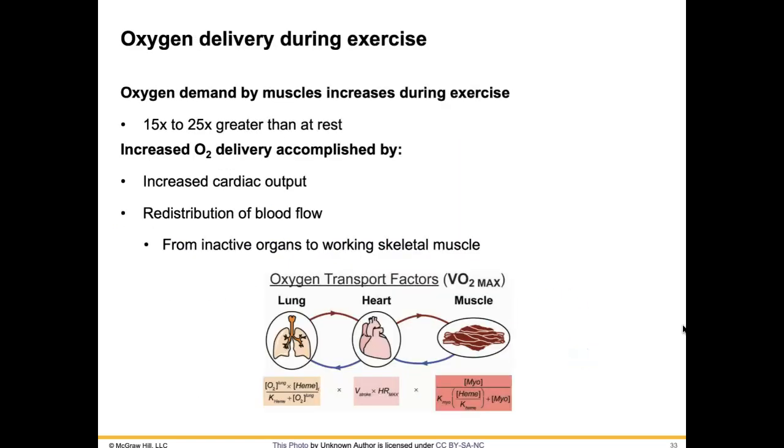Now we know that when we exercise, the demand for oxygen within our muscles is going to increase. And that increase is about 15 to 25 times greater than at rest. And so how can we deliver this oxygen to our muscles? We do that by increasing our cardiac output and having a redistribution of blood flow, meaning that we are not going to have as much blood flow going to our inactive organs and instead shift it to our working skeletal muscles and our working cardiac muscle cells to deliver the oxygen where it's needed.